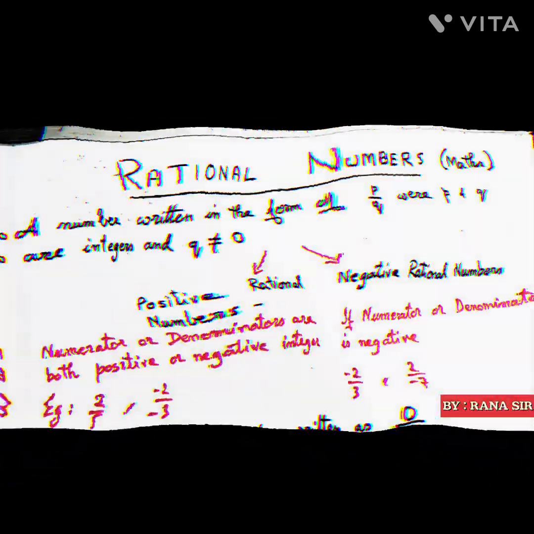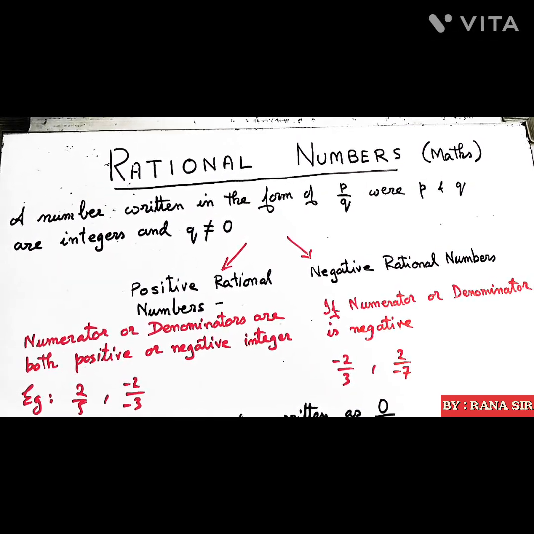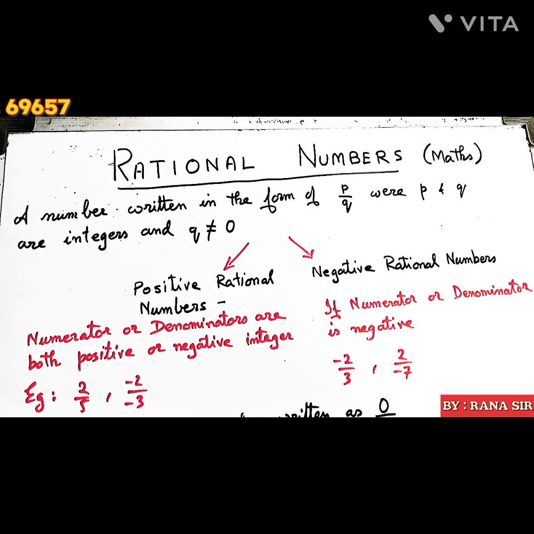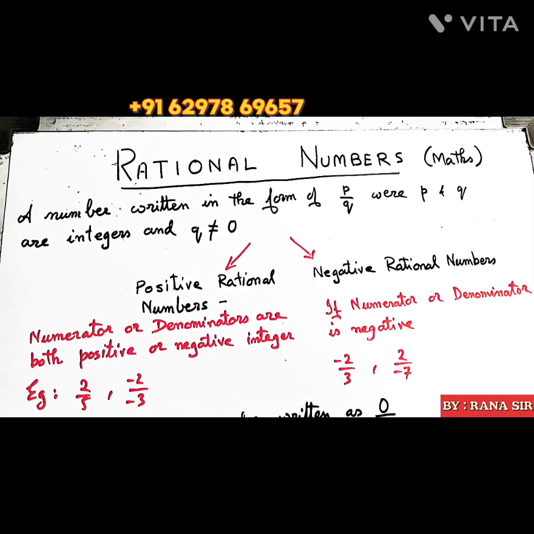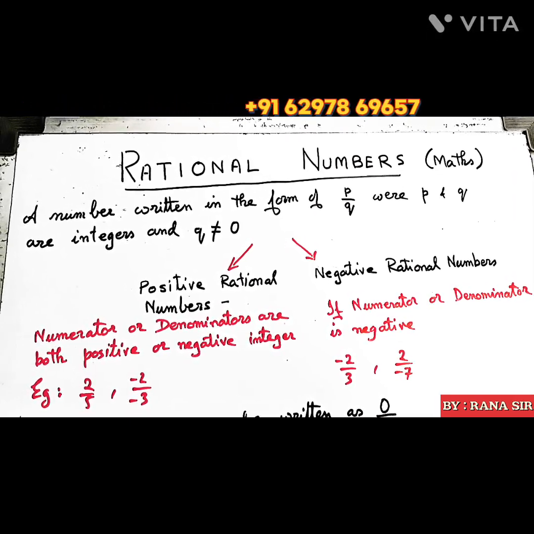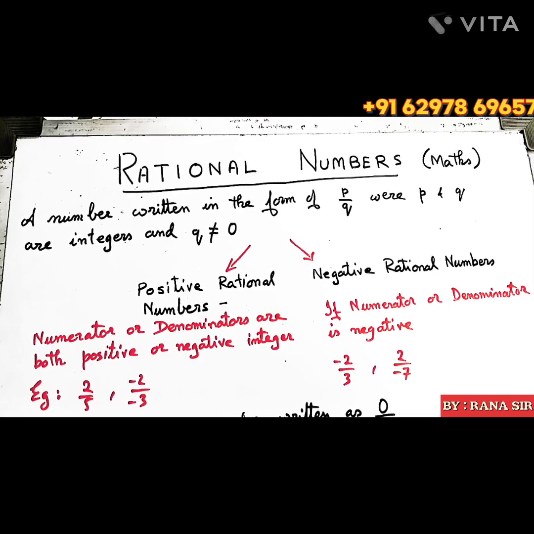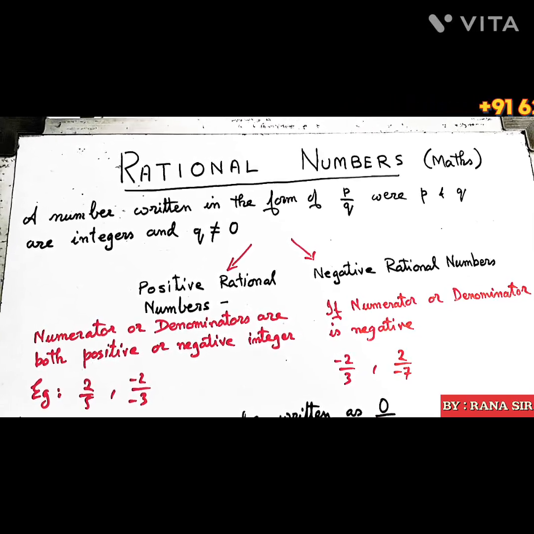Today's topic of discussion is rational numbers. It's mathematics and it is a very important chapter from class 8, 9 and 10. So what is a rational number? A number written in the form of p by q. It's a fraction p by q, where p and q are integers and q is not equal to 0.